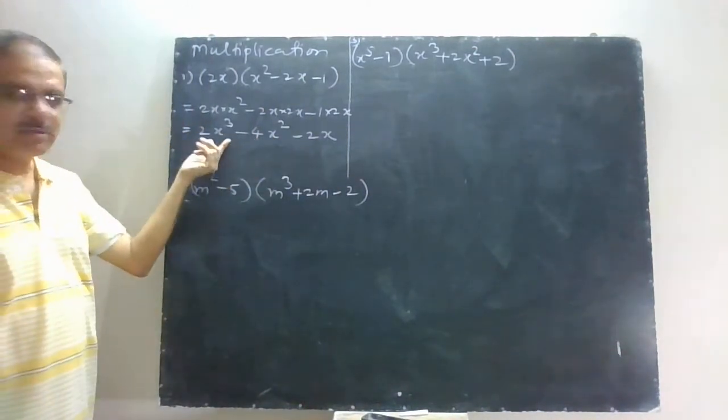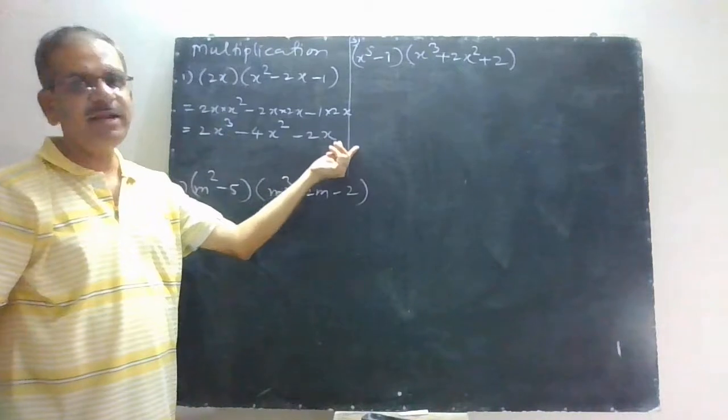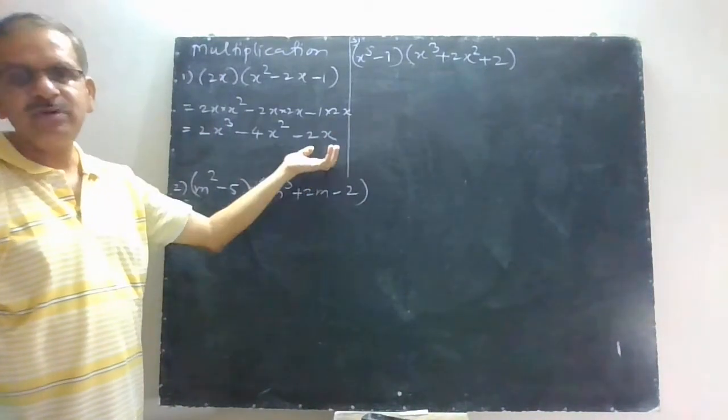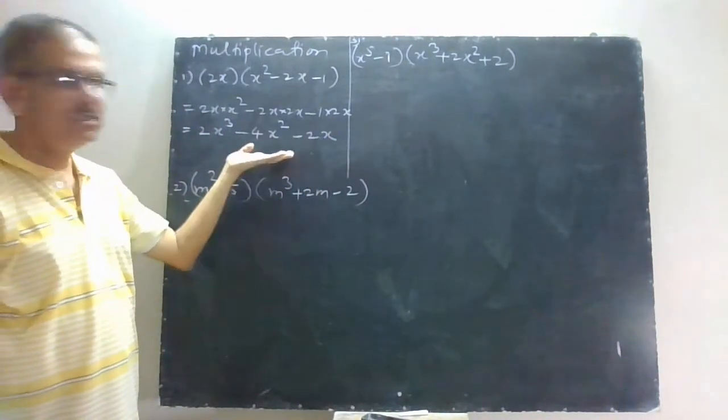Now see the terms of the polynomial. It is a cubic term, quadratic term, and linear one. So there is no possible addition further you can do. So this is your final answer.